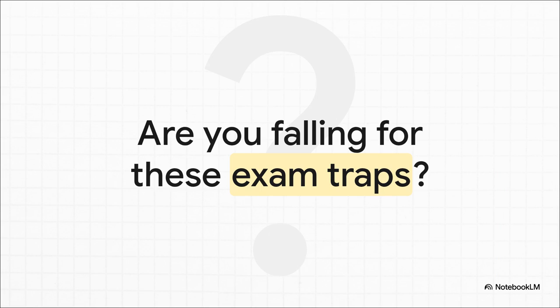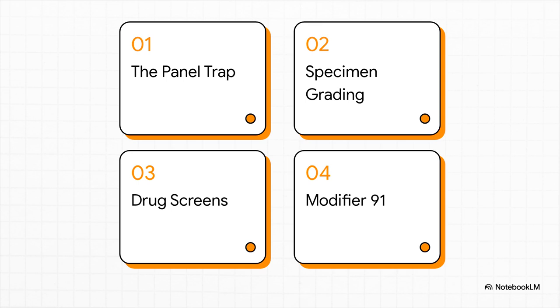Pathology and laboratory questions might make up only a smaller percentage of your actual exam, but man, they are absolutely notorious for testing hyper-specific precision rules. Today, we're officially transitioning from basic theory to solving high-yield scenario dissections, right under timed CPC exam conditions. We are going to expose the exact traps that catch even the most experienced coders off guard. So here is our roadmap for today. We are going to conquer 4 specific traps: the panel trap, specimen grading, drug screens, and modifier 91.